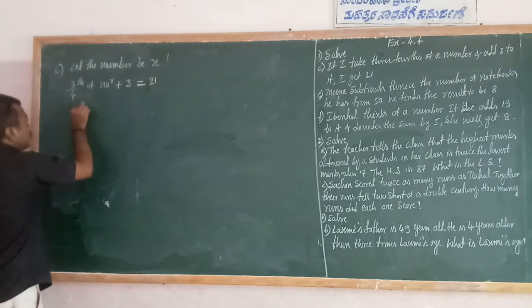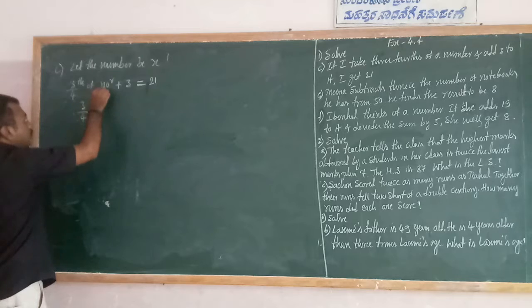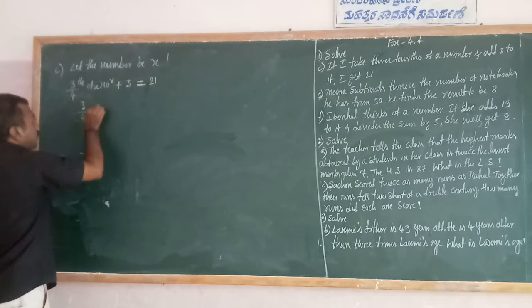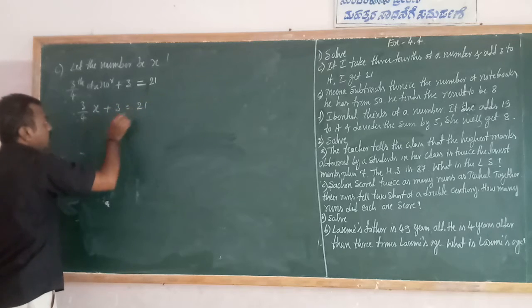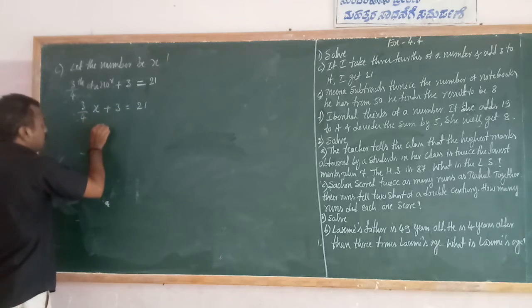Very simple, students. 3/4 of means into the number. What is the number? I will take it as x, plus 3. It is equal to 21. Okay. So now 3/4 of x means 3x/4. Of means into. 3x/4 plus 3 is equal to 21.